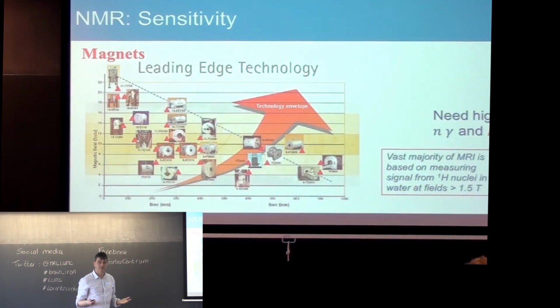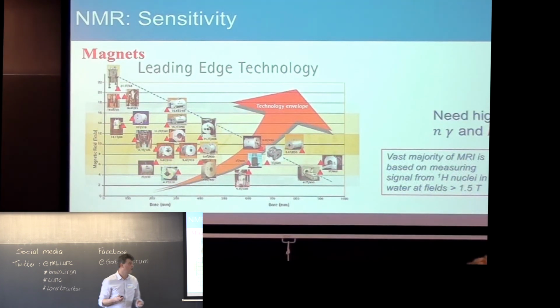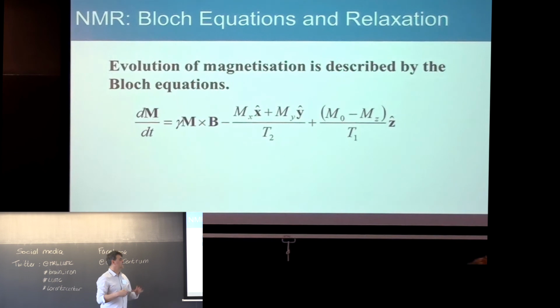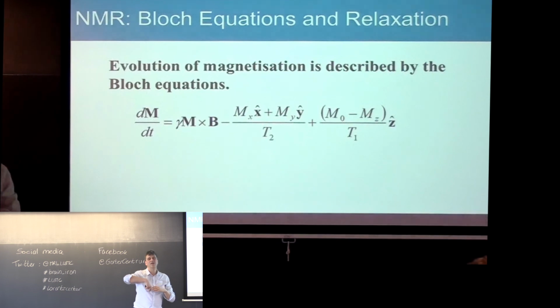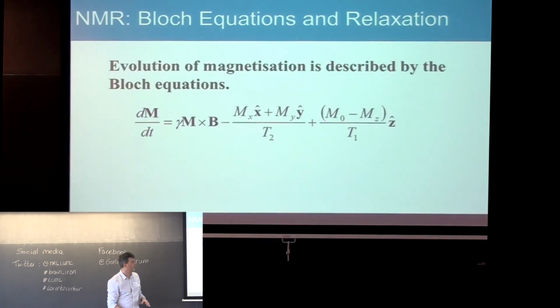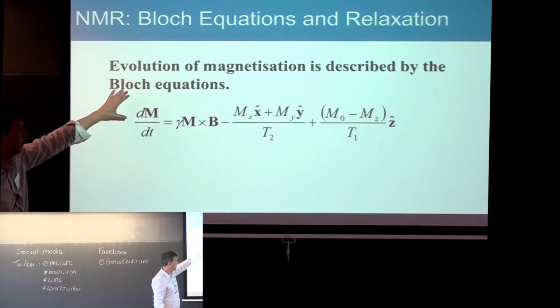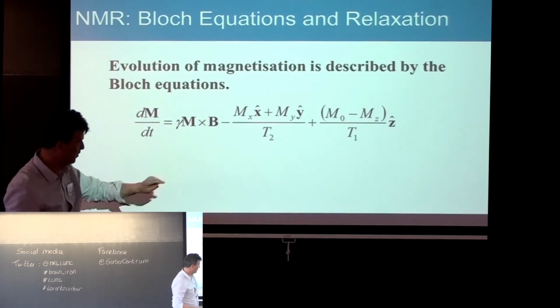So most MRI is done looking at the signal from hydrogen nuclei in water at fields of greater than or equal to 1.5 Tesla, because that gives you a strong signal. Okay, so the overall evolution of the magnetisation, how once you've excited that equilibrium magnetisation from being aligned with the field, how it then progresses over time, is described by a set of equations called the Bloch equations, named after Felix Bloch.